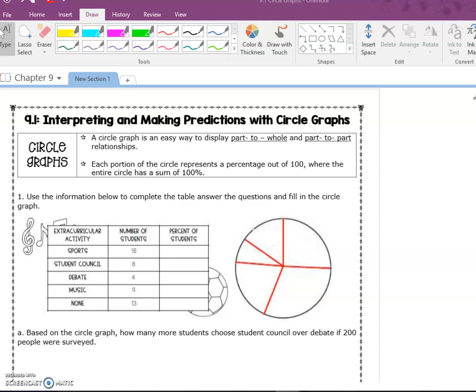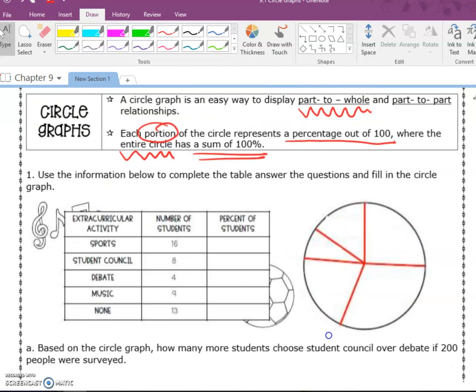So 9.1 is making predictions with circle graphs. You've seen circle graphs before. Remember that they are part to whole or part to part. Each portion of the circle represents a percentage of 100. Remember that the entire circle has a sum of 100%. That means each part equals 100%. So let's look at some questions.